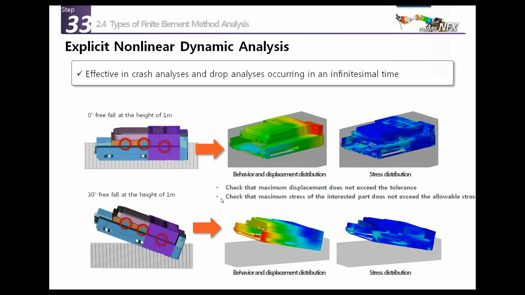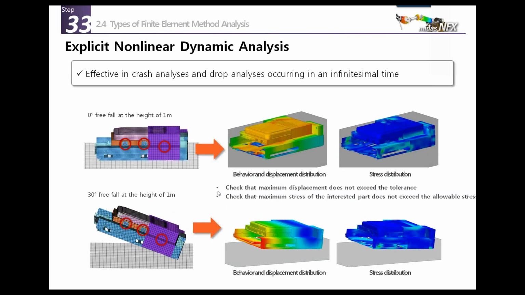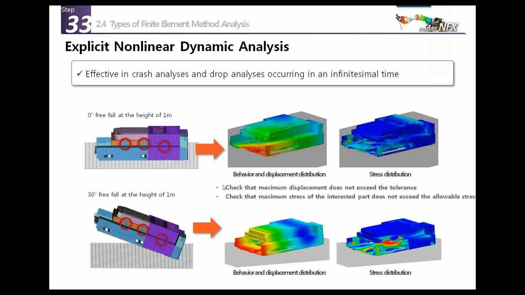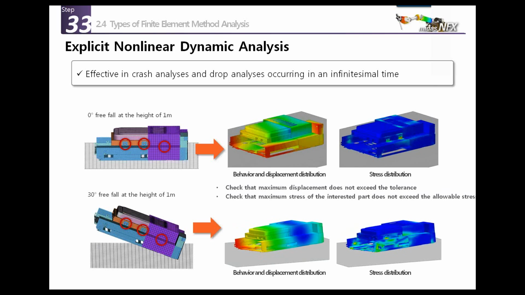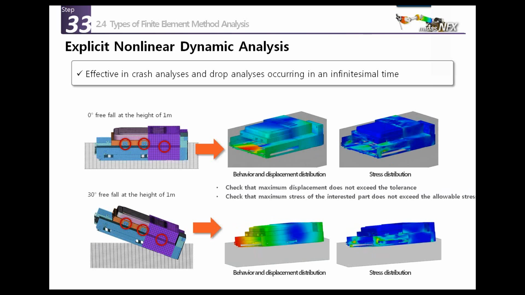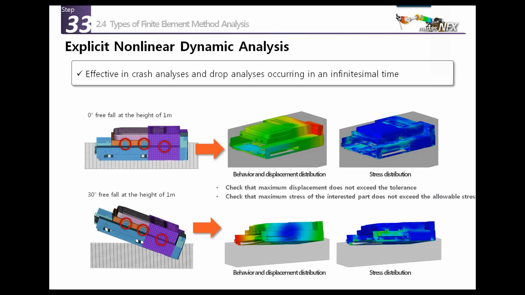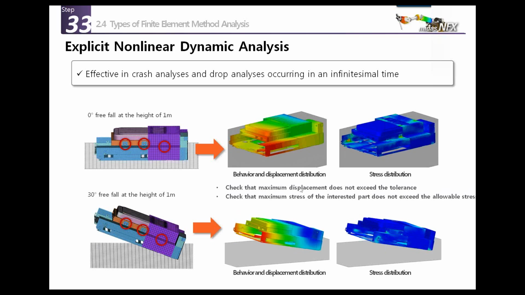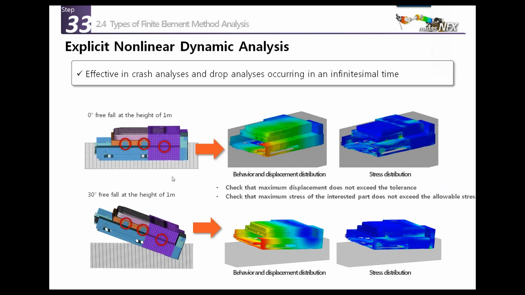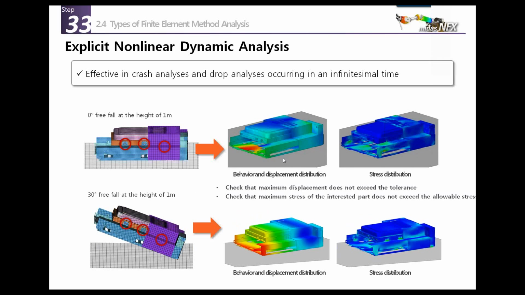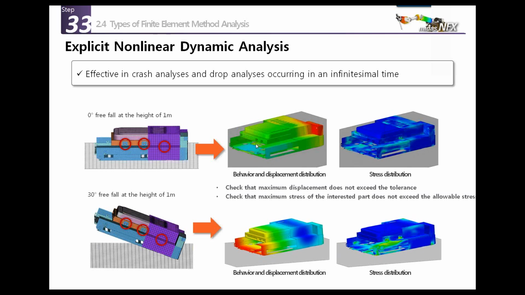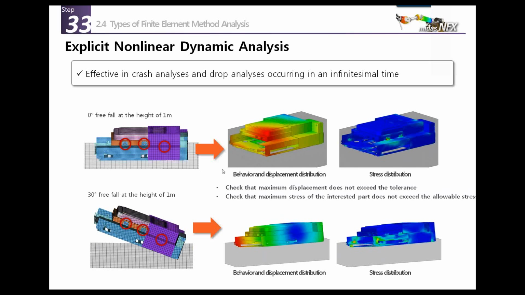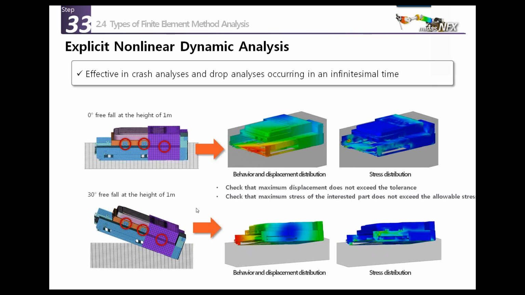And a very complex type of analysis, but very interesting as well, explicit nonlinear dynamic. It's actually a combination of dynamic and nonlinear type of analysis. So you have explicit, but you have also implicit, and it's basically used for very short time events, like the crash of a hard drive on the ground, for example, like in this case.